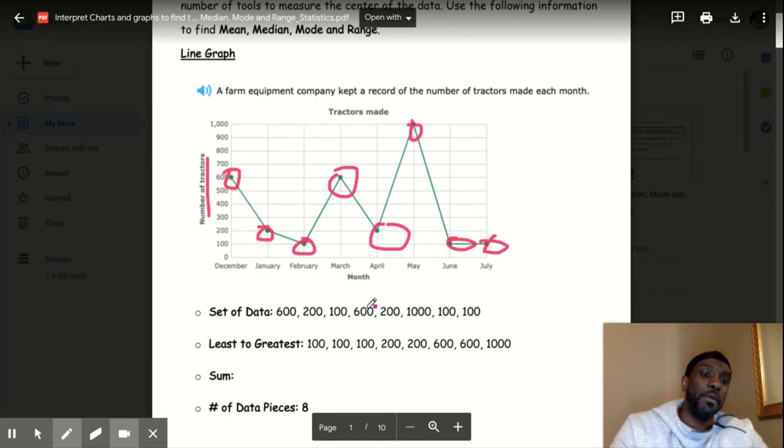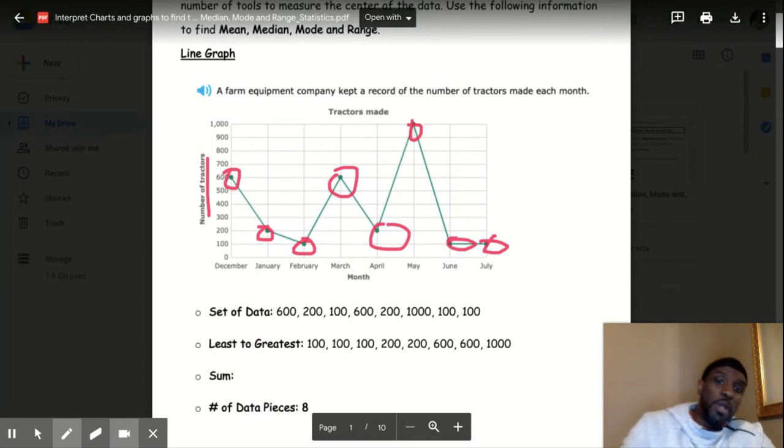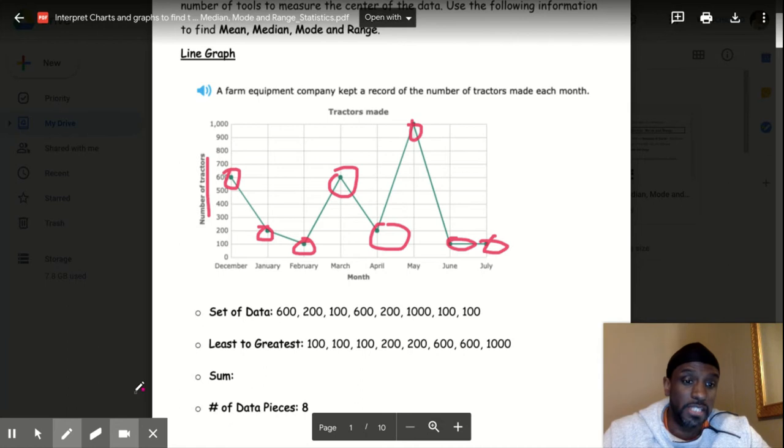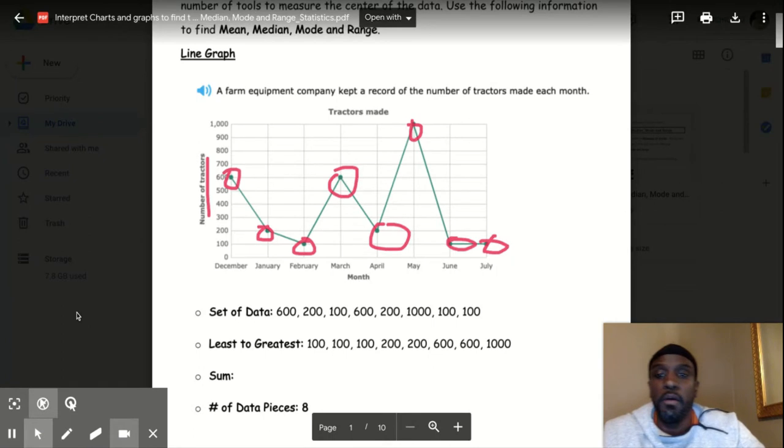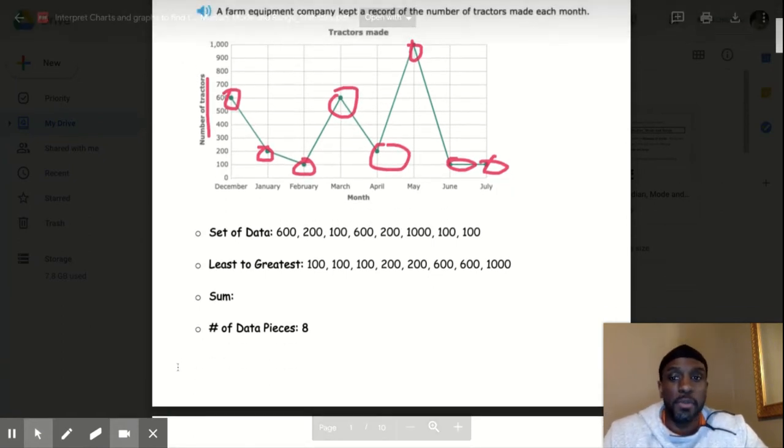So I'm writing down all of these numbers that I just gathered: 600, 200, 100, 600, 200, 1,000, 100, and 100. Now I put them in order from least to greatest. Always put them in order from least to greatest. Always find the sum and always put down how many numbers you have, the number of data pieces. Okay. So here we go. I have them in order from least to greatest.